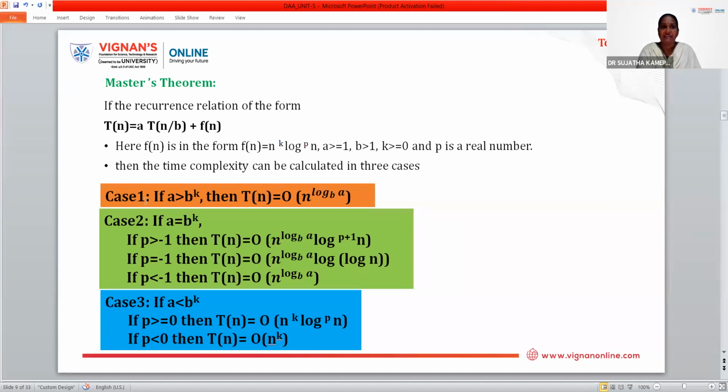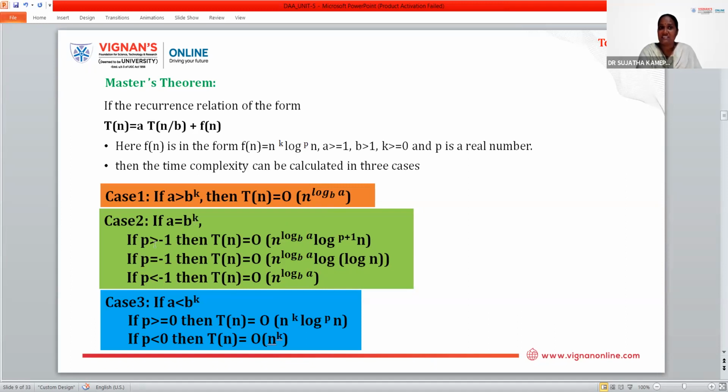Now, we will check the values a and b power k. We will compare those two values. The a may be greater than b power k, a may be equal to b power k, and a may be less than b power k. So, 3 cases may be there. Case 1: if a is greater than b power k, then the time complexity can be represented as big O of n power log a base b. Case 2: if a is equal to b power k.